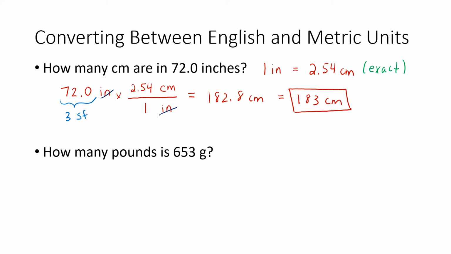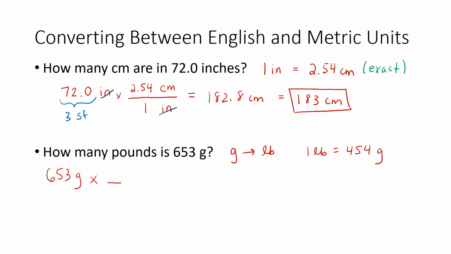Let's try the second one. How many pounds is 653 grams? So we want to go from grams into pounds. If we look at our common unit conversions, we can see that 1 pound is equal to 454 grams. So we're going to start with what we were given in the problem, 653 grams.